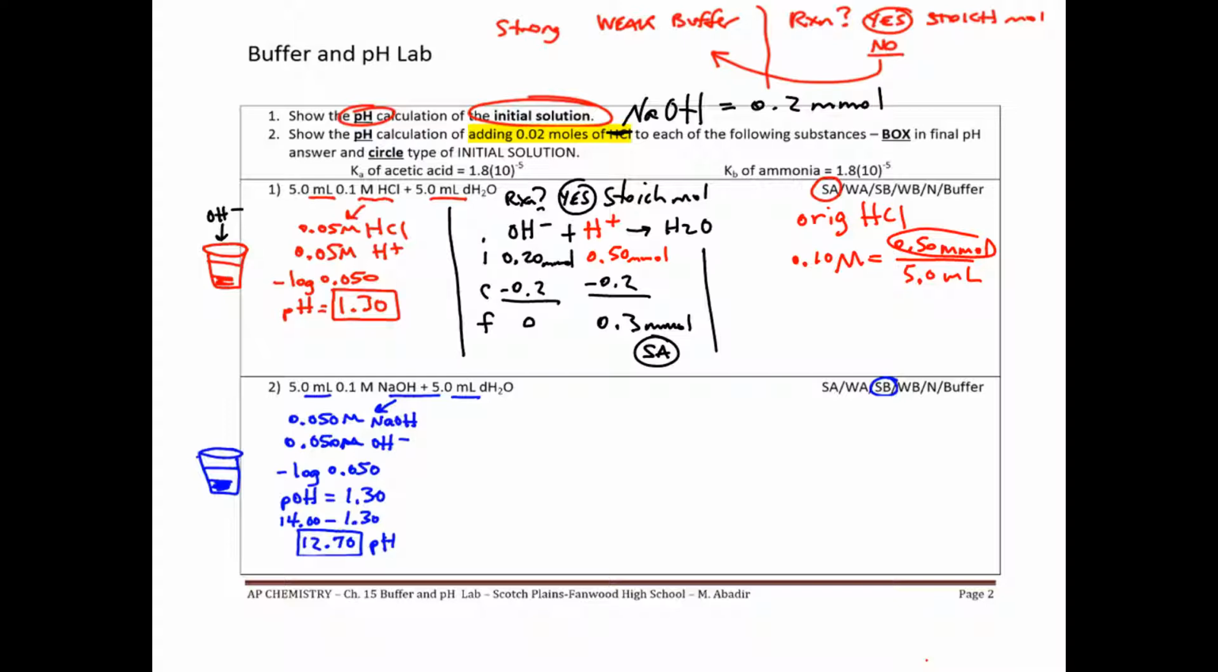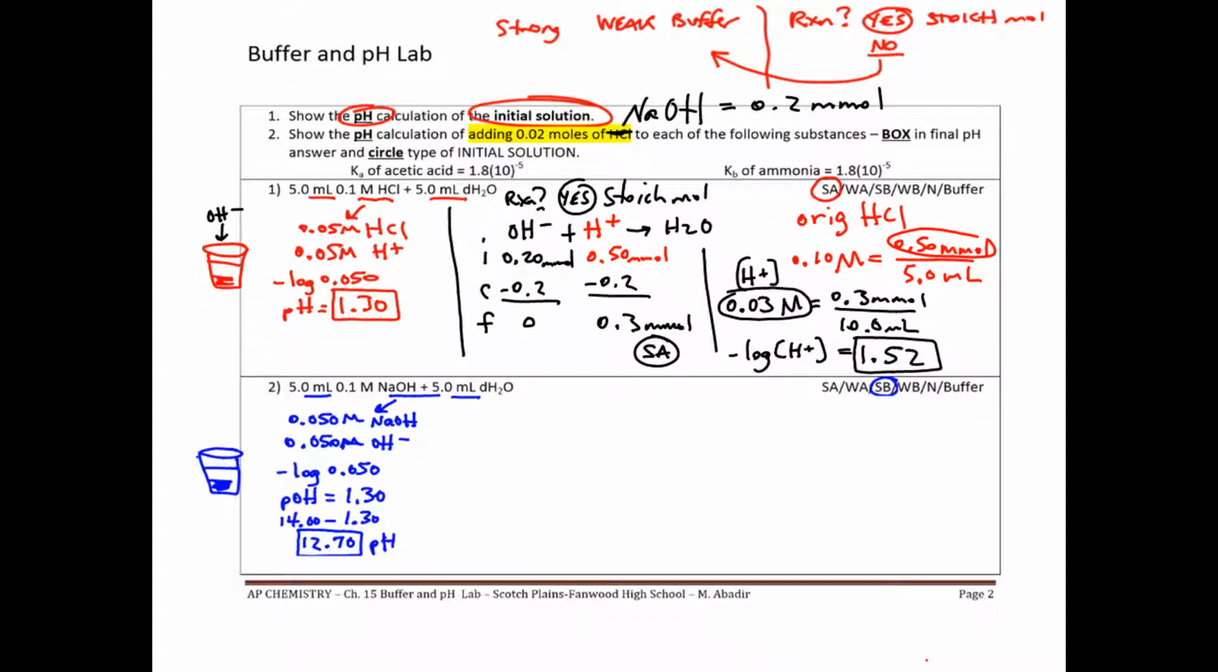So to handle that, I do molarity equals moles over liters. So I'm going to take my 0.3 millimoles over my total of 10 milliliters. That's going to be a molarity of 0.03. And then I just take the negative log of H plus. And that's going to give me a pH of 1.52, which is fairly acidic, which makes sense because we ran out of the base that we added.